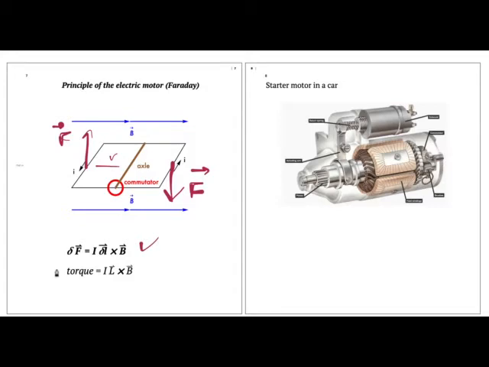This equation is wrong. The force on a piece of the wire is I times the length of that piece cross B.